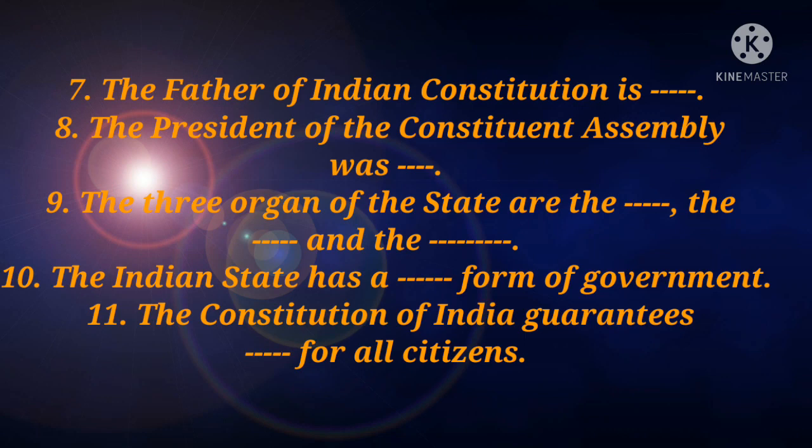Students, in order to prevent the misuse of power by any one branch of the state, the Constitution says that each of these organs should exercise different powers. In this way, each organ acts as a check on the other organs of the state, and this establishes a balance of power between the three. So, the three organs of the state are the legislature, the executive, and the judiciary.